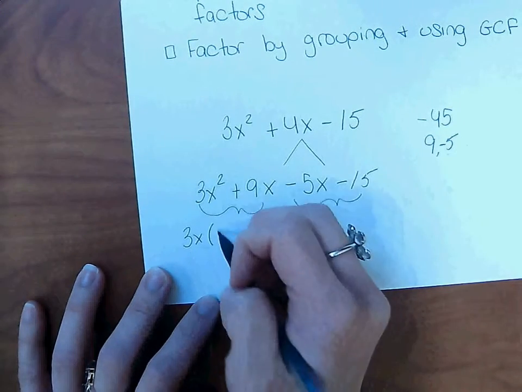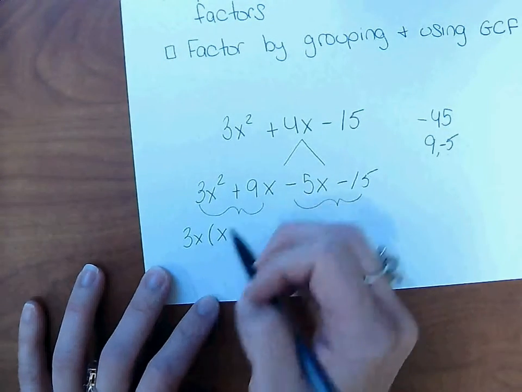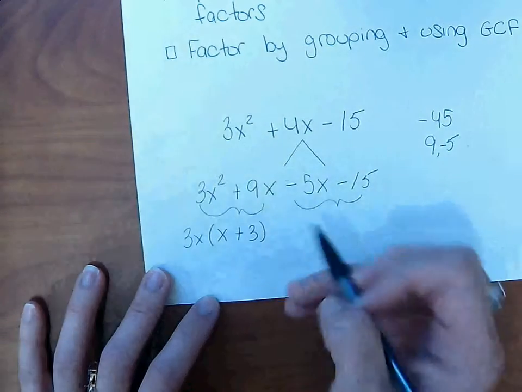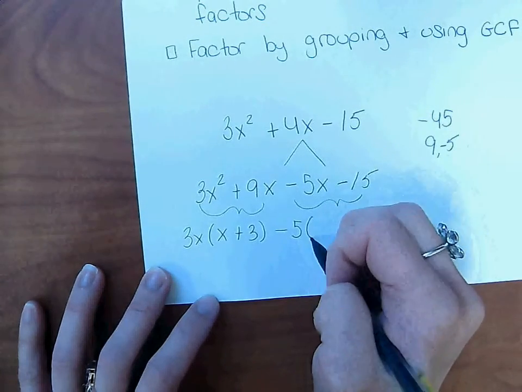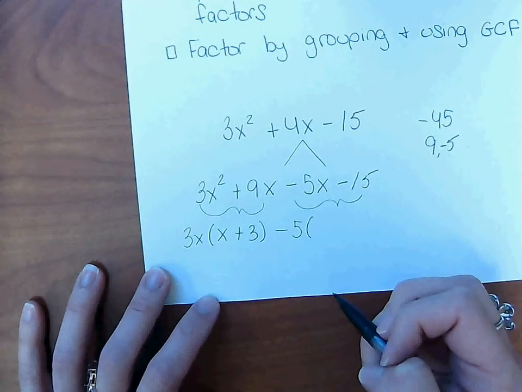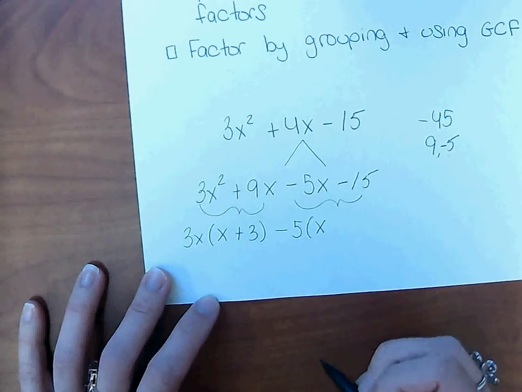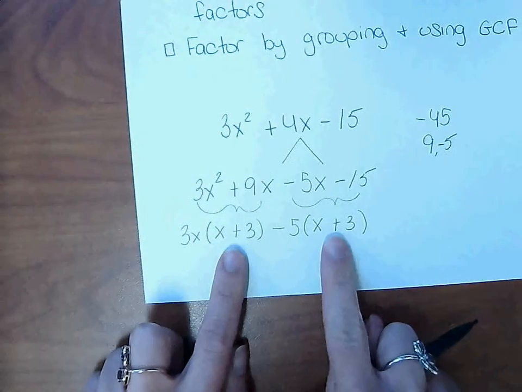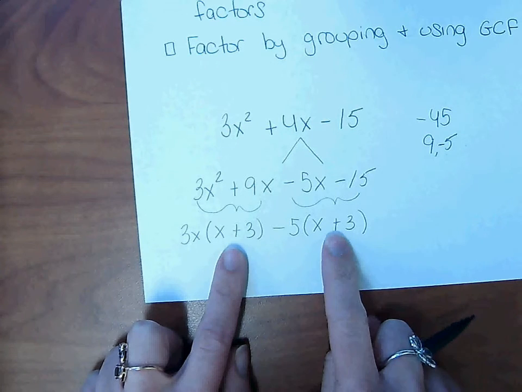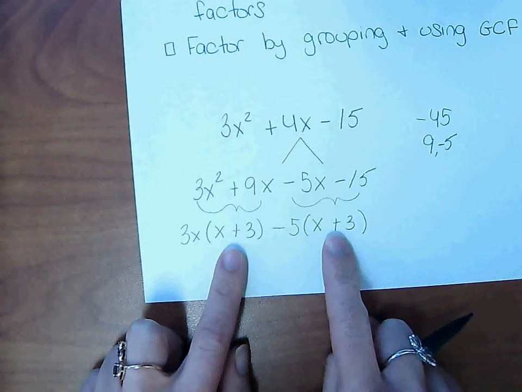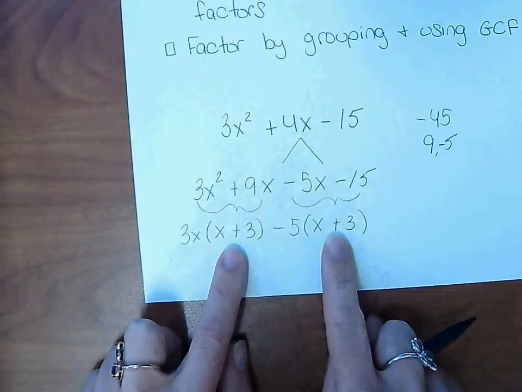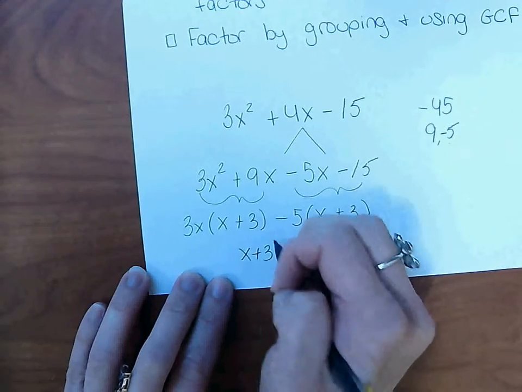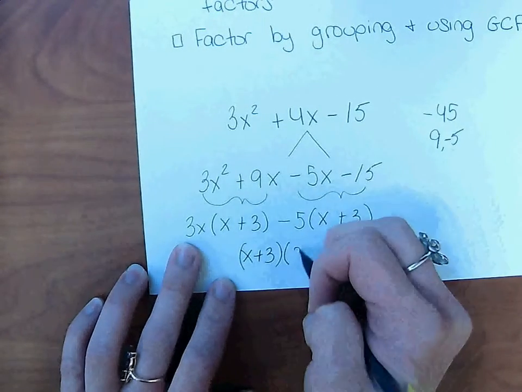3x times x gives you 3x squared, and 3x times 3 gives you 9x. From the second two terms, I'm going to pull out a negative 5, and negative 5 times x would give you a negative 5x, and negative 5 times a positive 3 is negative 15. Notice that inside both parentheses we have the same binomial. That must happen. If it doesn't, then you did something wrong. So now we're going to pull out what these have in common, x plus 3, and then the leftovers, 3x minus 5.